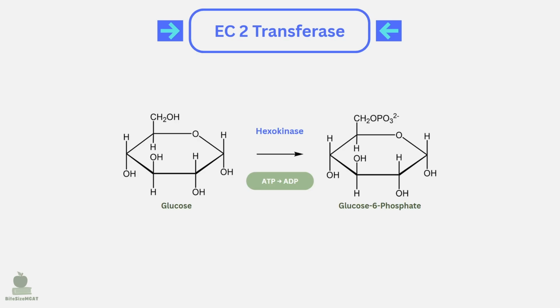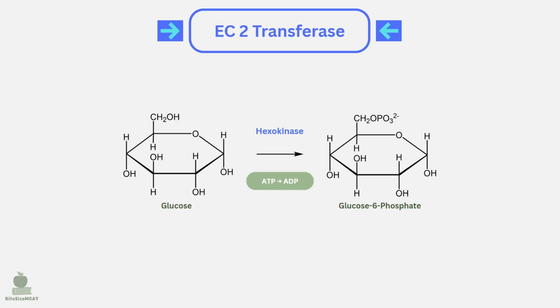The second classification is an EC2 transferase. Simply put, a transferase transfers a functional group from one molecule to another. One of our most common transferases that we see in biochemistry is a kinase. Can you think of any kinases that we might have seen before? Well, yeah, the first step in glycolysis is hexokinase, which is a great example.